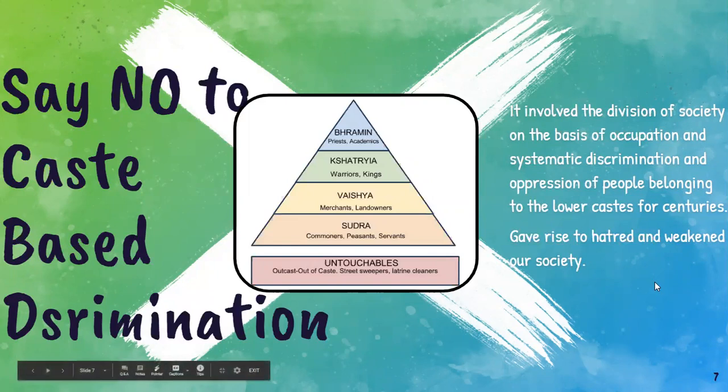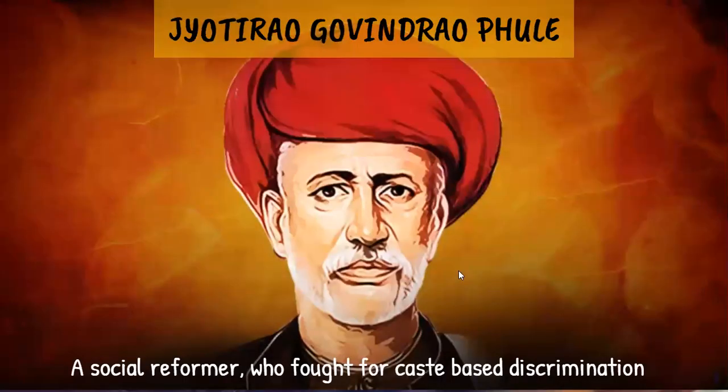There were social reformers. If you recall, we've studied a couple of social reformers in your previous classes. Social reformers are people who changed our society. This is Jyotirao Govindrao Phule. He and his wife, Savitribai Phule, both of them were social reformers who fought against caste-based discrimination and did wonders to improve the lower strata of our society.